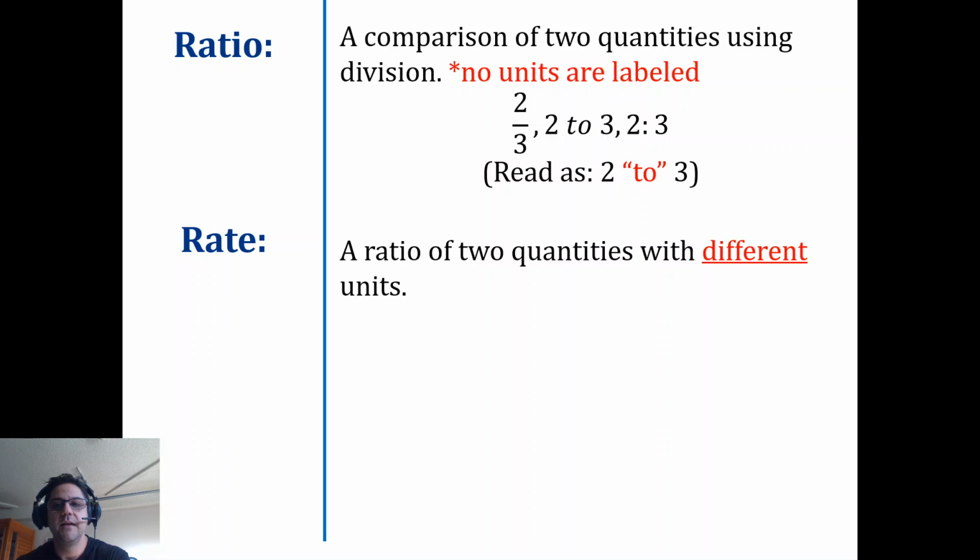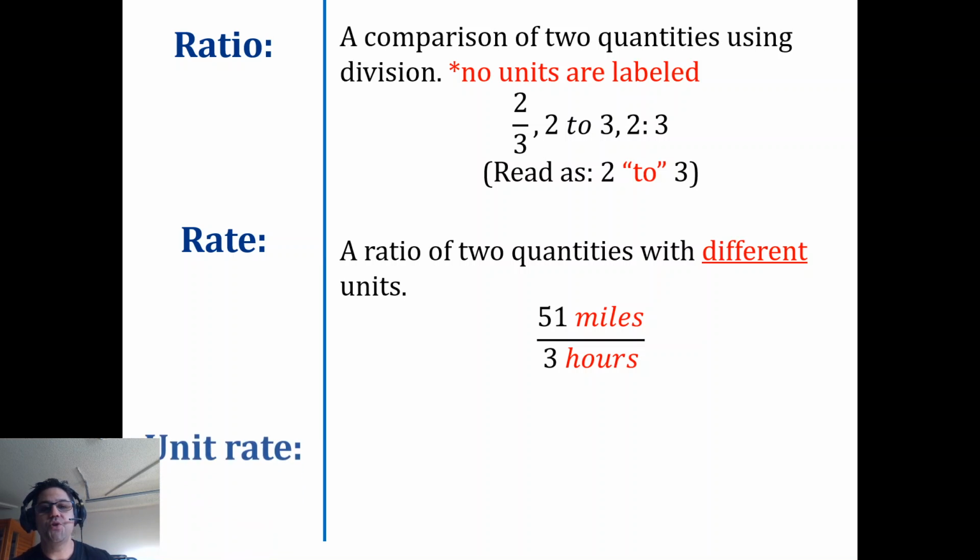Rate. Different units. Now that's key there. So they drove 51 miles in 3 hours. So you got your different units there.